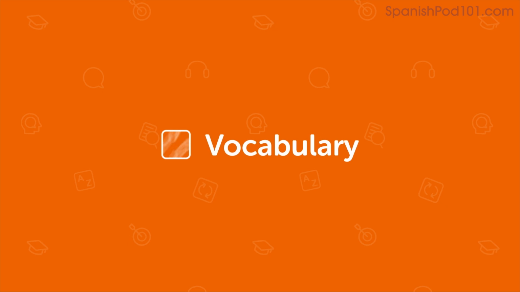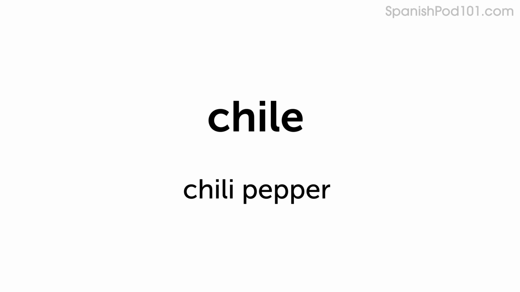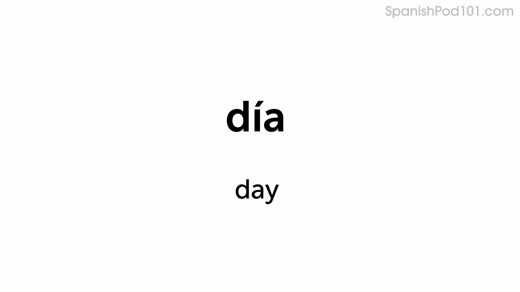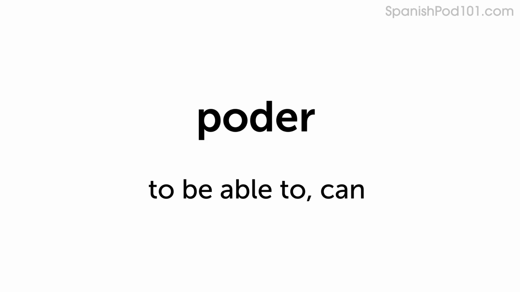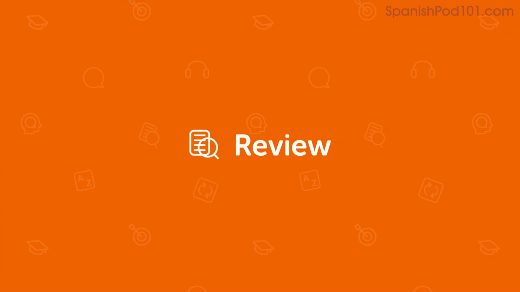Now you'll hear the key vocabulary, followed by the English translation. Así es. That's right. Así es. Chile. Chili pepper. Chile. Día. Day. Día. Poder. To be able. Poder. Excelente. Excellent. Excelente. Finally, let's review the dialogue again. See if you can understand more this time.